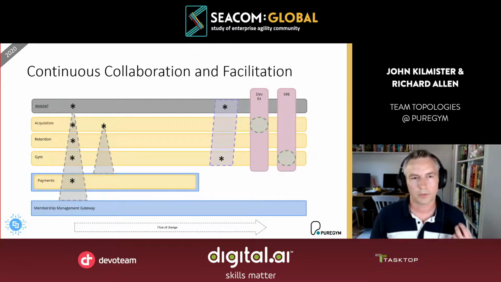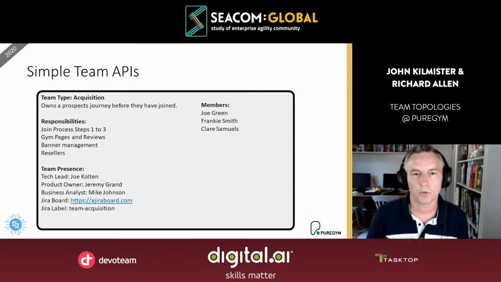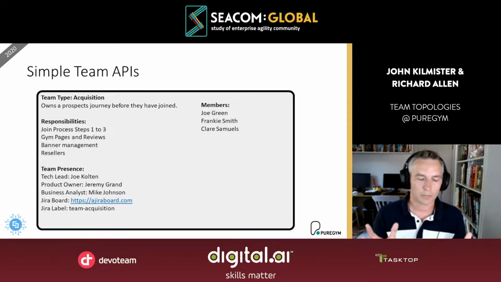One of the other concepts that we made use of was the simple team APIs. At the time, PureGym were using something called Confluence, which is a wiki page, and ultimately every team was able to create their API, which defined exactly what their roles and responsibilities were, what parts of the code they owned, and anyone that was new to the organization was able to come in, go to that page and get a quick view of who to talk to or which particular area of the code that team was responsible for.